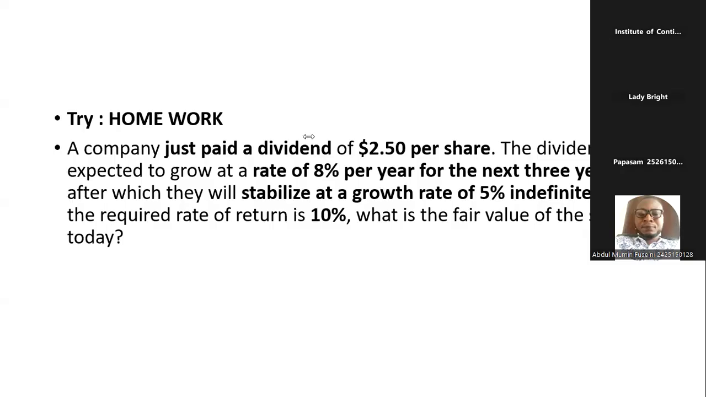Thank you, Isaac. So the dividends are expected to grow at a rate of 8% per year for the next 3 years, after which they will stabilize at a growth rate of 5% indefinitely. If the required rate of return is 10%, what is the fair value of the stock? You can already start seeing the problem I've created here. You have dividend paid, then you have dividend expected to grow for 3 years, then that growth changes to 5% indefinitely.